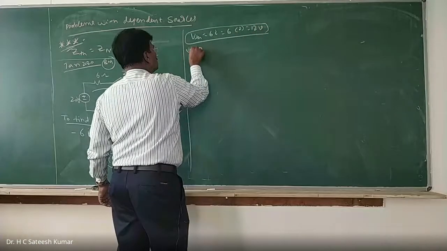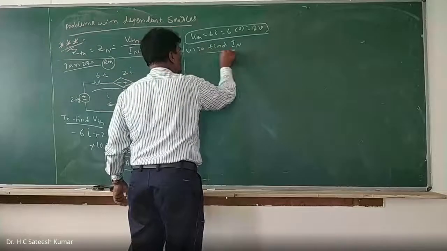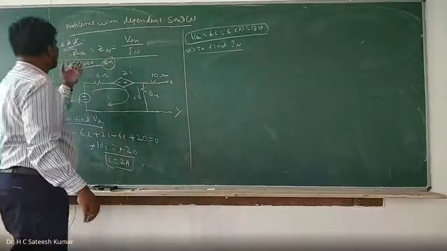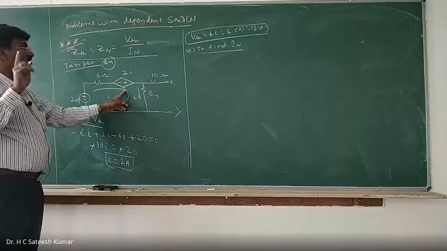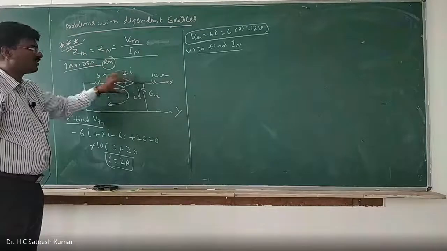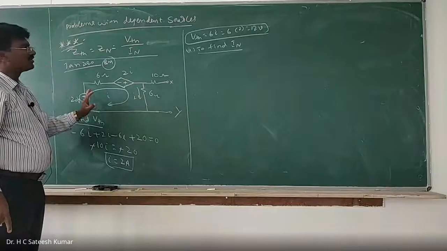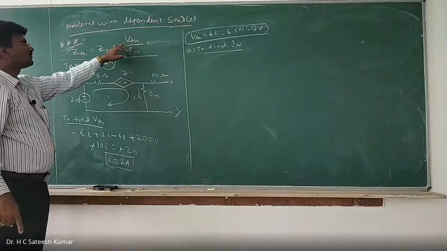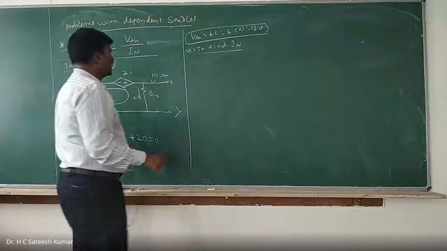To find I Norton, to find IN. Even though they are asking for Thevenin's equivalent, to find ZTH we need VTH and I Norton whenever there is a dependent source. This is an important point you should remember. Don't try to make this zero and all. For ZTH and Z Norton, whenever a dependent source is there, you'll have to take VTH divided by I Norton. So now I Norton we should find out.